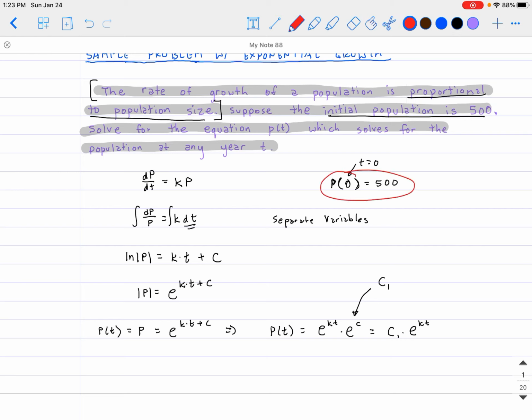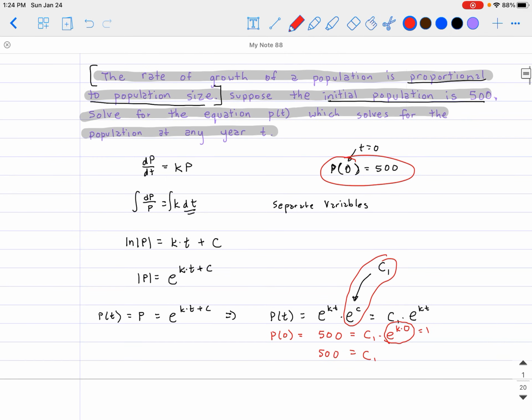And at this point, we can go ahead and plug in the initial point. So let's see, p of 0 is equal to 500 is equal to c1 multiplied by e to the k times 0. This guy right here, e to the k times 0, that's equal to 1. So that means that c1 is going to be equal to 500. And it's always going to work out that this is going to be the initial population. So finally, my equation is p of t is equal to 500 multiplied by e to the kt.